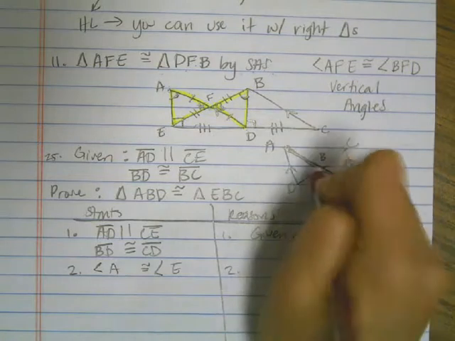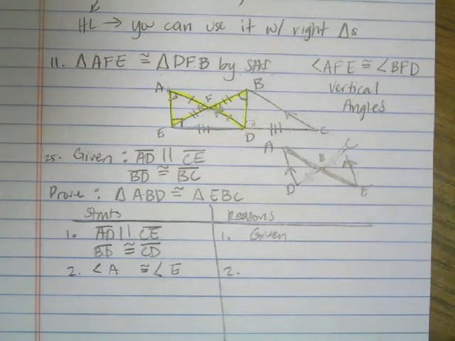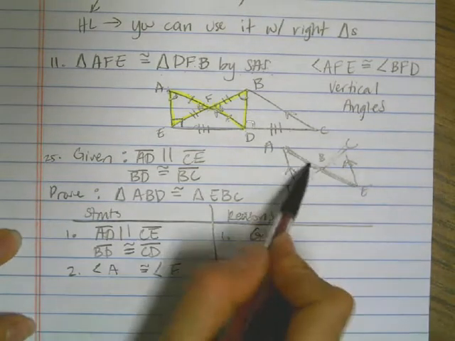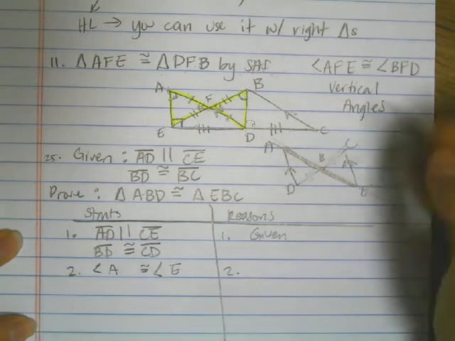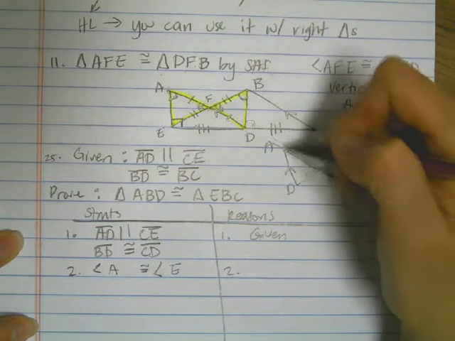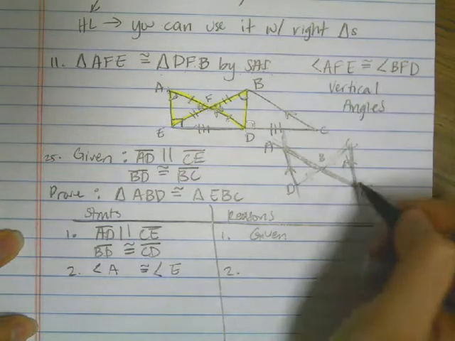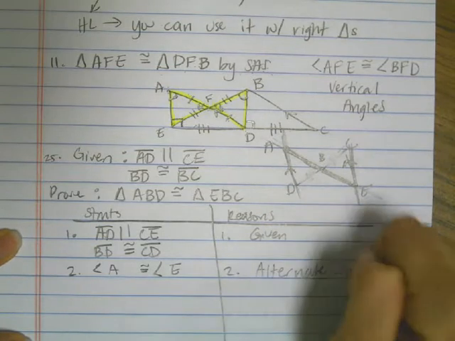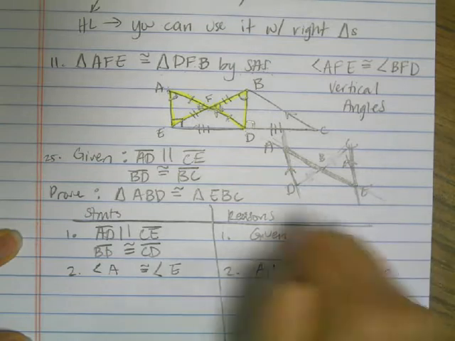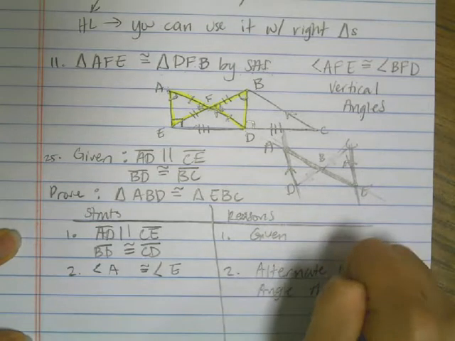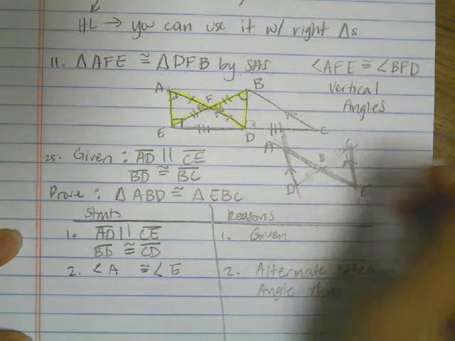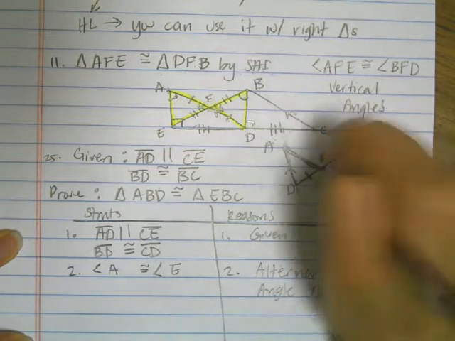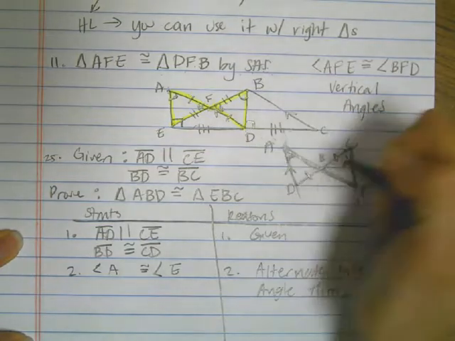And why is that? What kind of angles are they? Vertical. No. Oh no, sorry. Okay, so if we were to extend these lines, alternate interior, good. So they're alternate interior. Good. Now I'm going to draw the triangle back together. And so we have angle A is congruent to angle E.